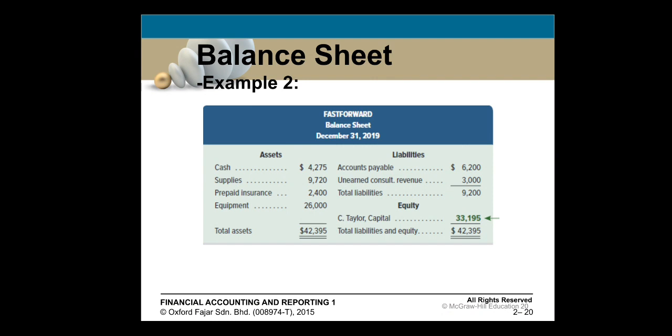This is the second example. The same thing. In the left side of the balance sheet, you have to list all the assets. In the right side of the balance sheet, you have to list all the liabilities and equity.